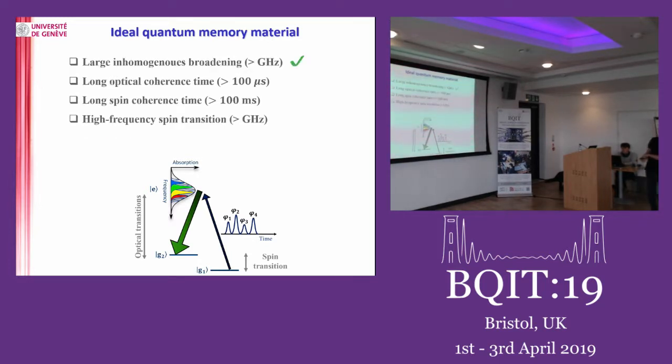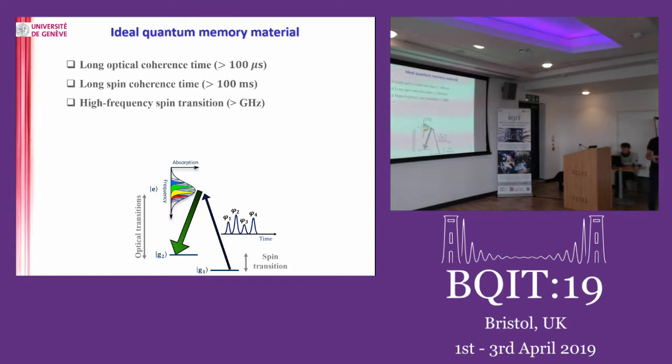Maybe I should say that the large inhomogeneous broadening is something we get mostly all the time. So I would say that's done. You have to concentrate on the other three ones. And it turns out they actually depend on the same feature, and that's the magnetic sensitivity of your states.